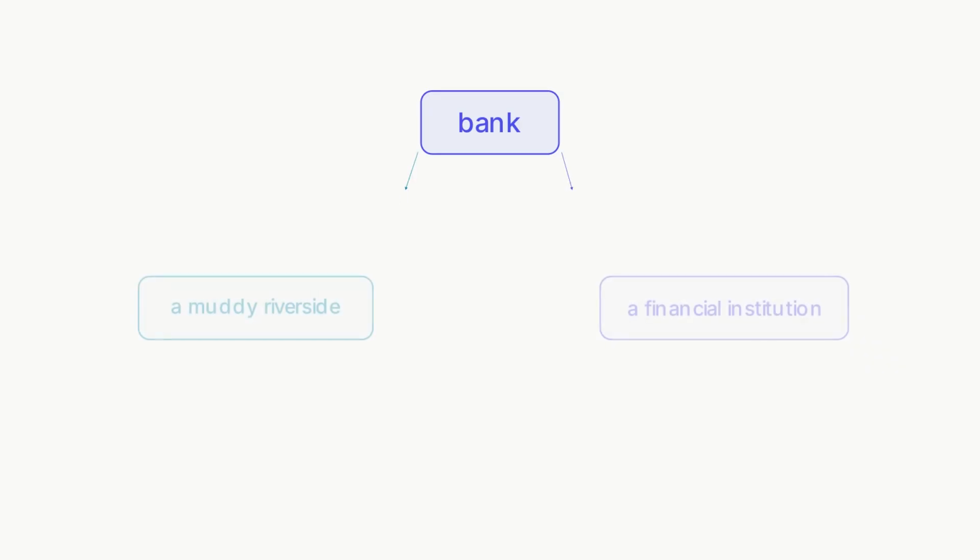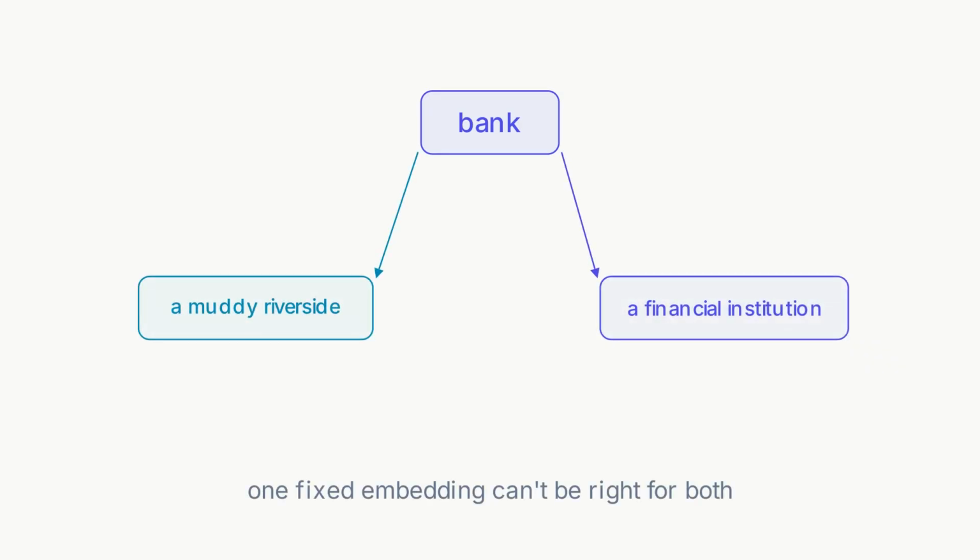Same word, completely different meanings. One is a muddy riverside, the other is a financial institution. A single fixed embedding cannot possibly be right for both. The meaning of bank depends entirely on the words around it, on its context.